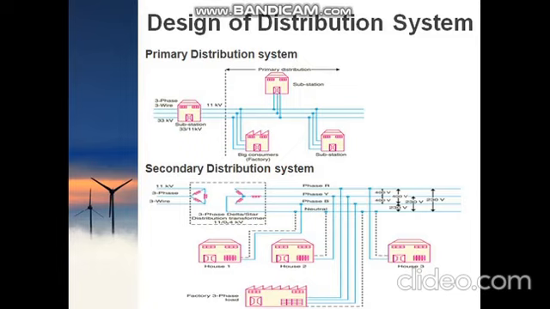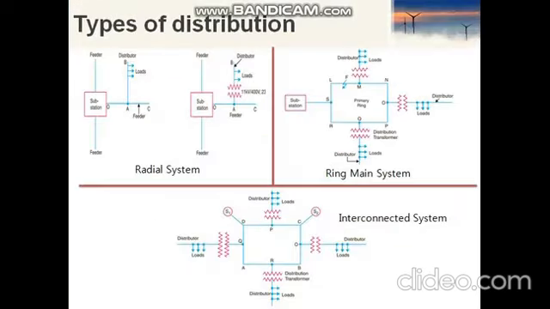So the secondary distribution will always be in star connection. So you have to use a delta to star transformer. You can step down the voltage and get one additional wire, and if you are using only single phase, then 230 volt 50 hertz will be there. If you are using 3 phase, 415 volt will be there. So these are the distribution systems.